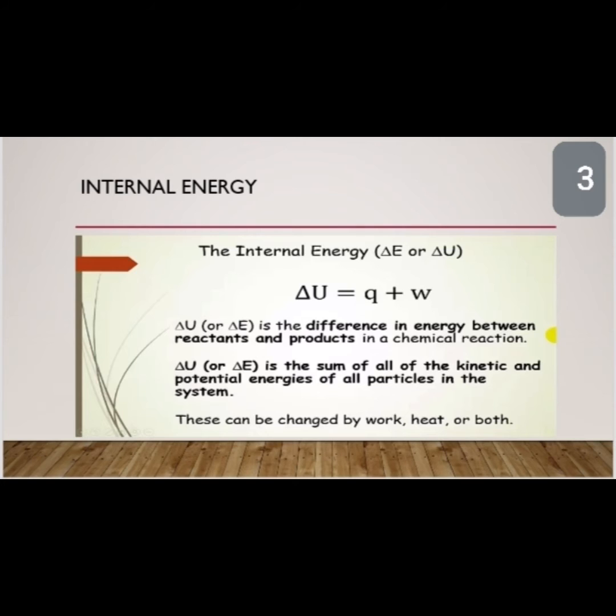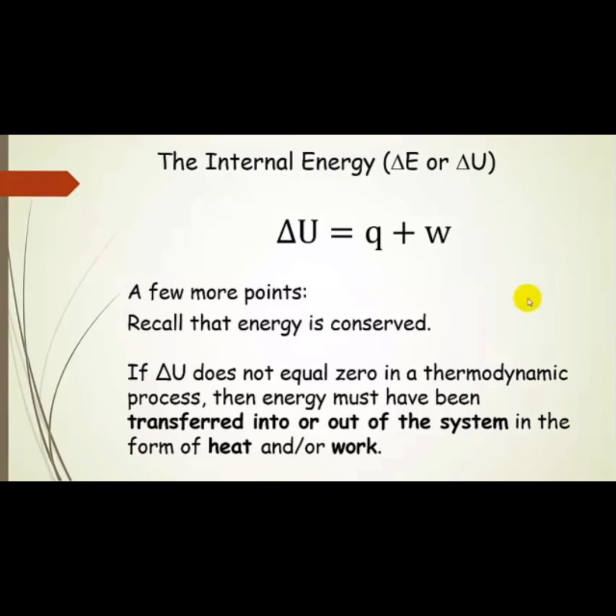The total of all the possible kinds of energies of the system is called its internal energy, which is denoted by capital E or capital U. The change in internal energy of the system is a state function. It is not possible to measure the absolute value of internal energy of a system, but it is often possible to measure the value of delta E for a change in the state of the system.